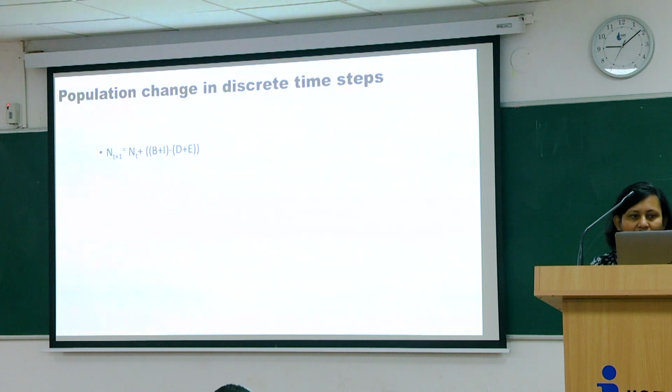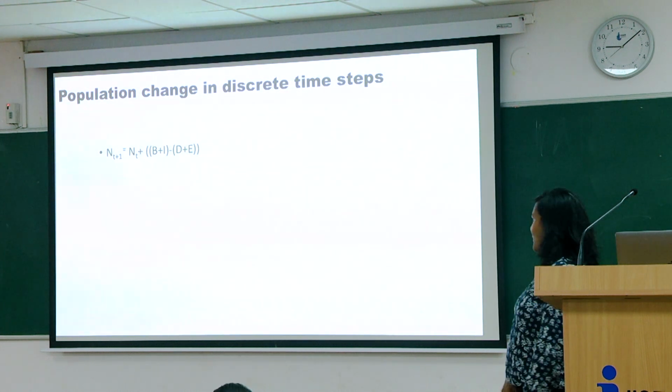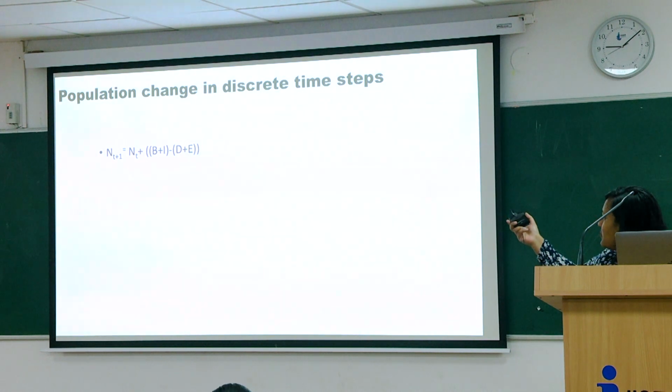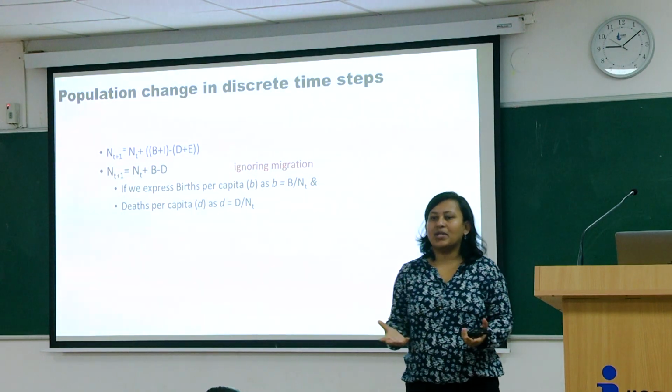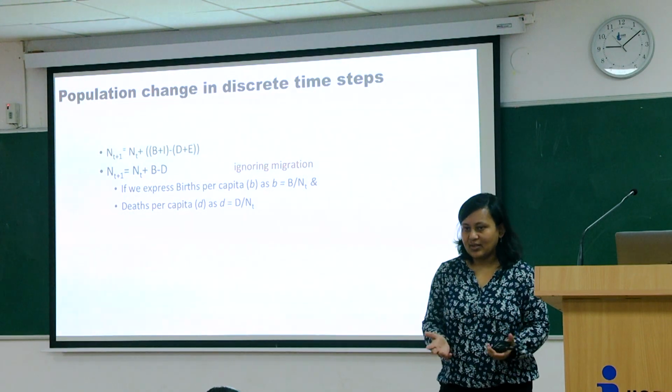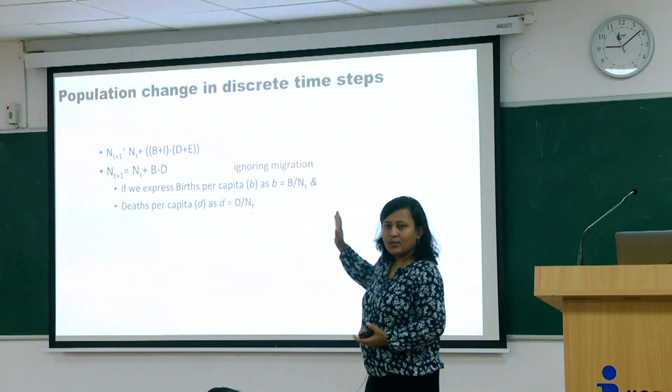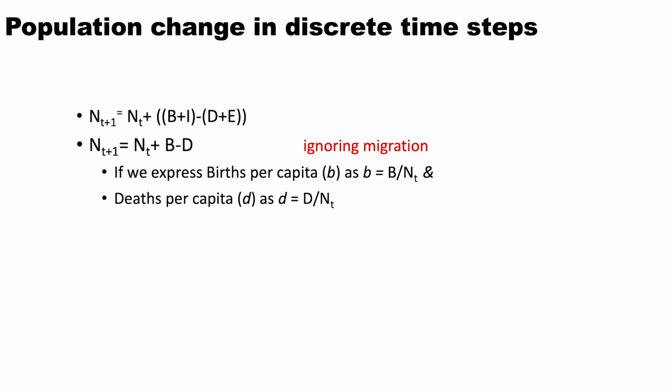Okay. Now we'll look at somewhat simpler equations. We just saw that particular equation, and let's just ignore migration. So we are going to ignore immigration and emigration. Just think of it as an island population where these two factors don't matter. So now we have only births and deaths. Now the equation becomes N(t+1) = N(t) + B - D. B is adding individuals, death is removing individuals, right?